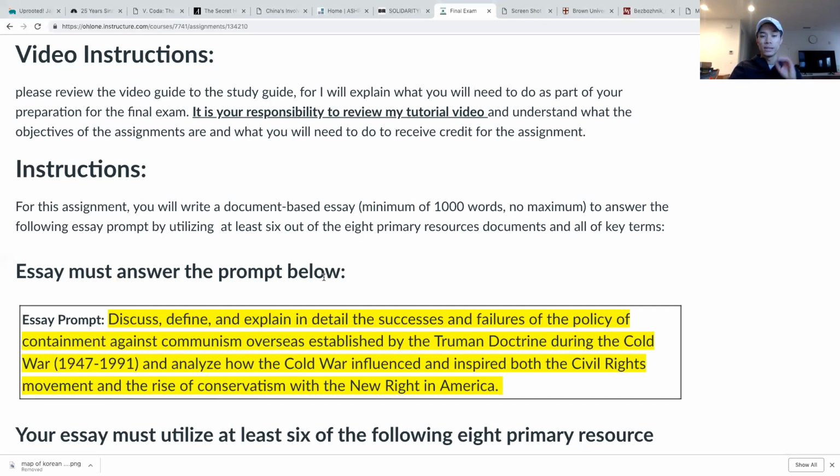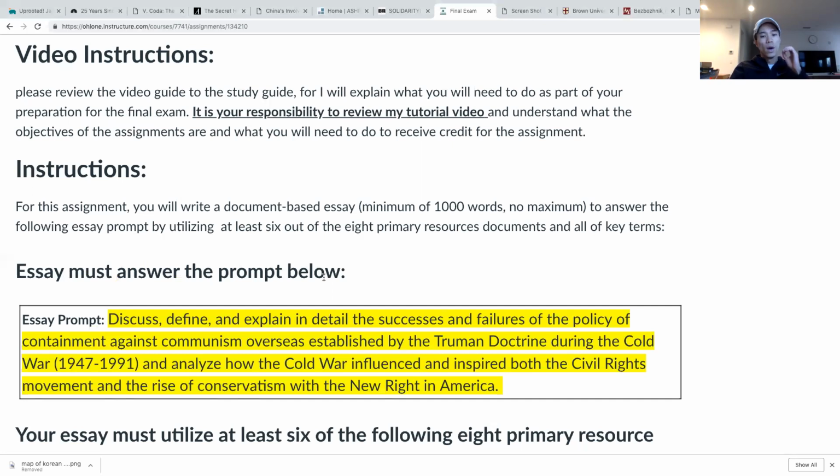So what I would do is, in the introduction, I would take some time to define the Truman Doctrine, right? Explain what the Truman Doctrine was and the objective of the Truman Doctrine. Because in order for you to assess the successes and the failures of the Truman Doctrine, you have to define what the goals are, right? How do you define whether a plan succeeded or not when you don't understand the parameters, you don't understand the objective of the plan itself?